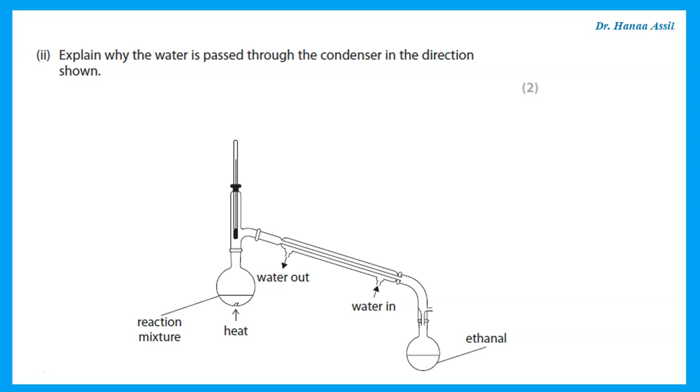Explain why the water is passed through the condenser in the direction shown. Remember that in any condenser, when we're doing simple distillation, the water goes in from the bottom and goes out from the top. Now, why is that? This is to make sure that the condenser is filled with water, with no air bubbles, and this is for more efficient cooling.